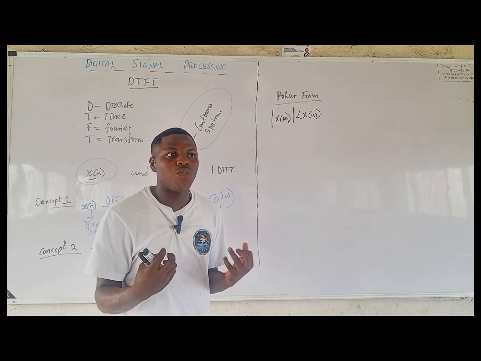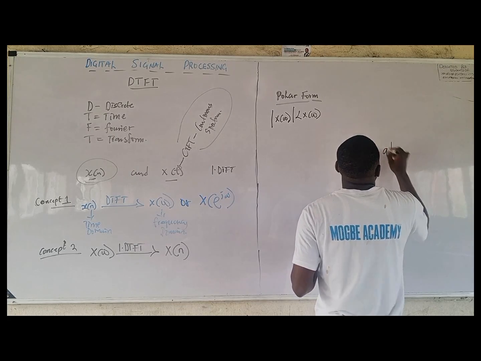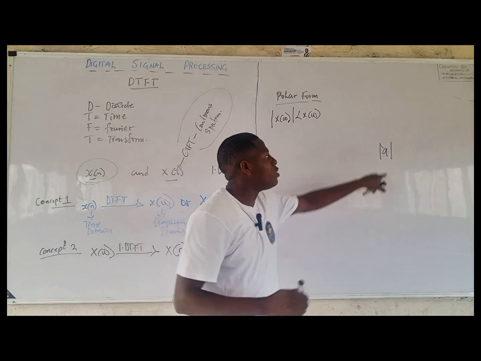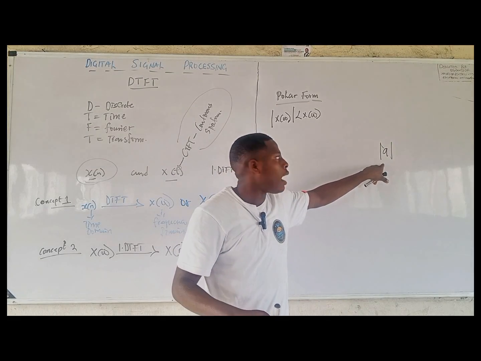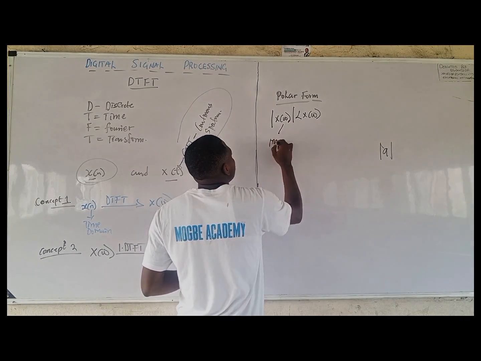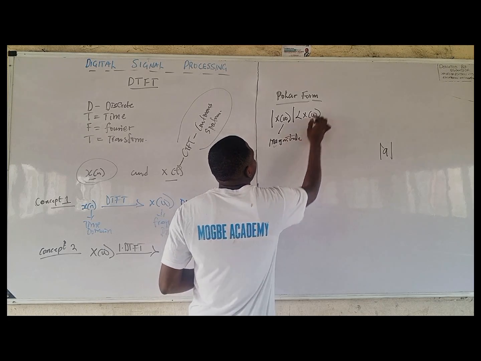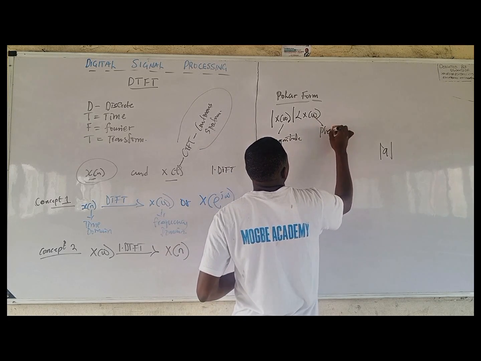Now, from our elementary maths, we know that from vectors, when we talk about absolute, we are talking about magnitude. So in vectors, if you have the absolute of A, this is the magnitude of A. Now, apply the same concept here. Basically, this is our magnitude, and this is our phase.